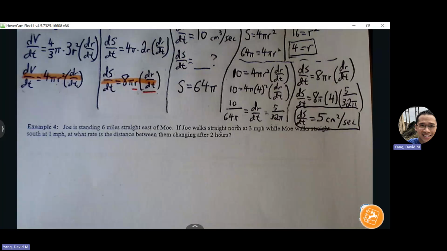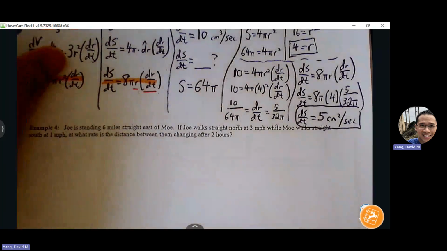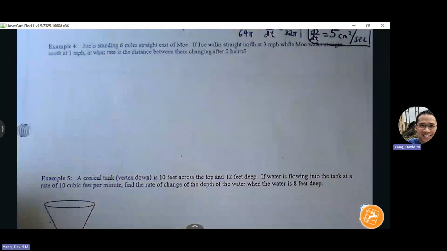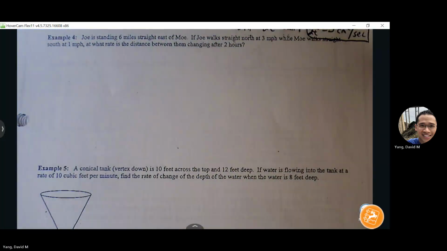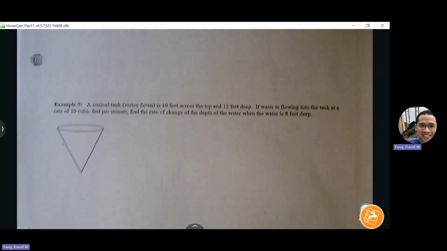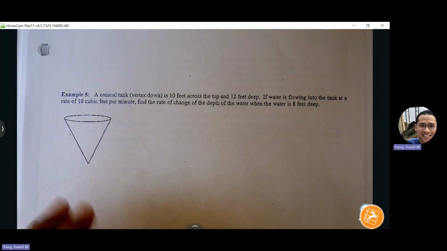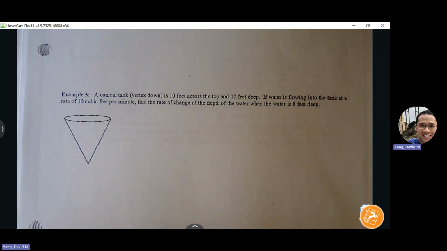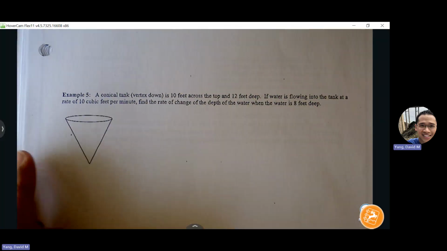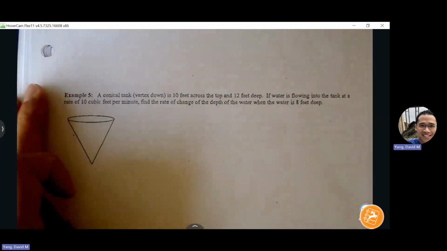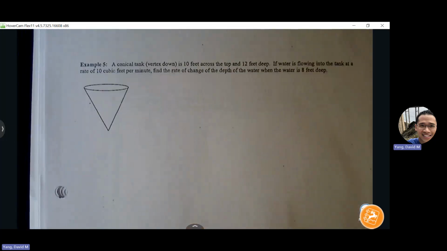I'm going to skip number 4. And let's see if we can start. This is a cone problem, number 5 here. And cone problems are typically the most algebraically intensive problem. It's not hard, you just have to get used to all the steps required here.